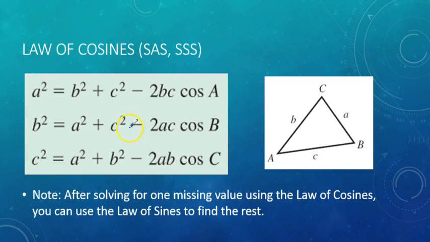Just be careful, the signs might seem backwards from what you expect. That's because when you divide by the negative 2AC, they're just flipping all the signs in the numerator instead of having a negative in the denominator.